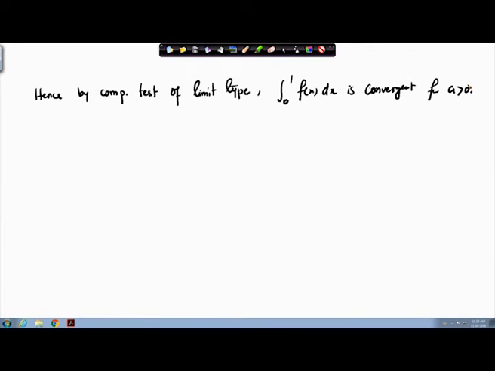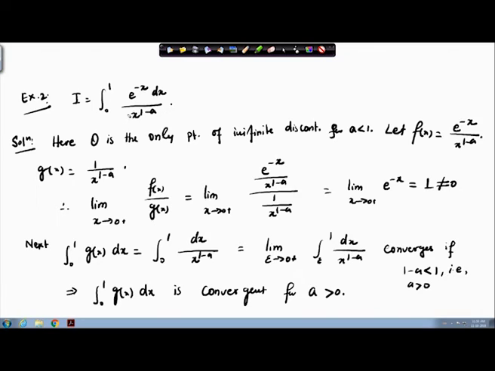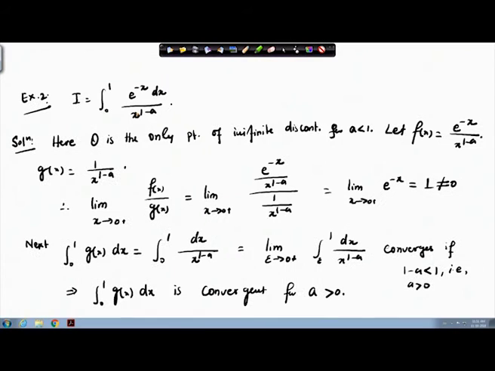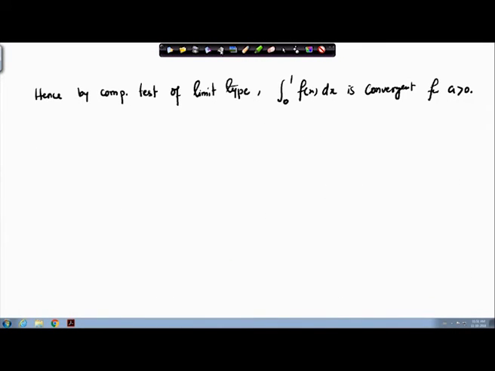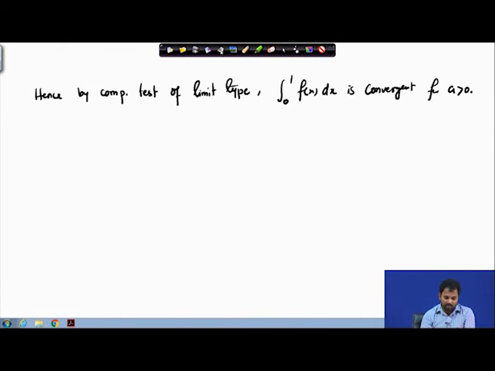Although the function has 0 as the point of infinite discontinuity for a less than 1, we just showed that the integral is always convergent via comparison test of limit type for all a greater than 0. So, this is one such case where we use comparison test of limit type. We also saw comparison test of inequality type. We can work out one or two more examples.